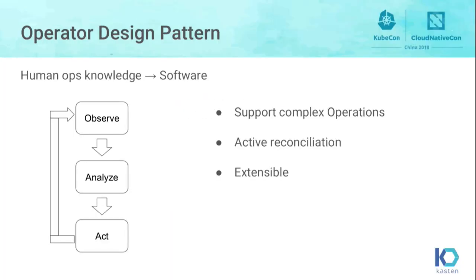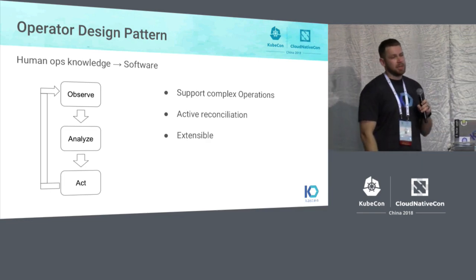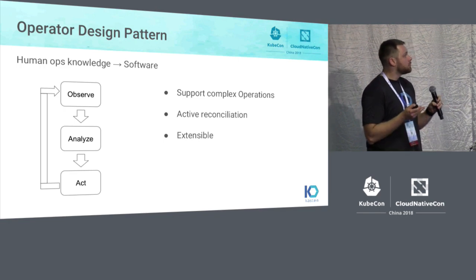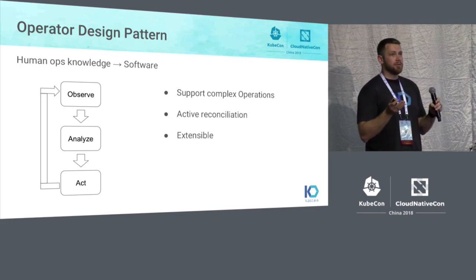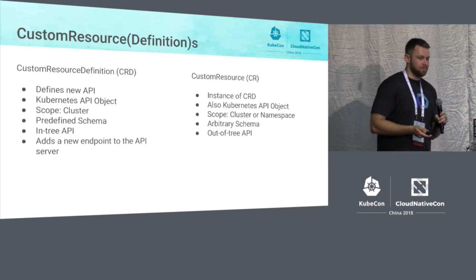Let's talk about the operator design pattern. When you're creating an operator, you're literally moving human ops knowledge into software. Each operator follows three simple functions. It's observe or watch, just waiting for something to happen, then analyze what needs to be done, and then act on it. Then it gets back to the first step and watches again. Following these three things, you can support really complex operations. Also, active reconciliation helps you to change the application in really different ways and do it safely or not safely, depending on you. Also, operators are super extensible.